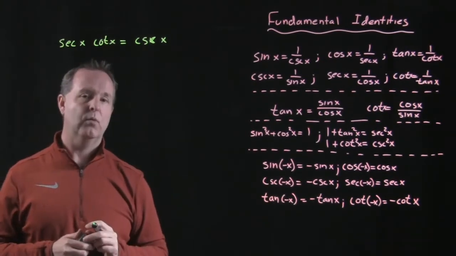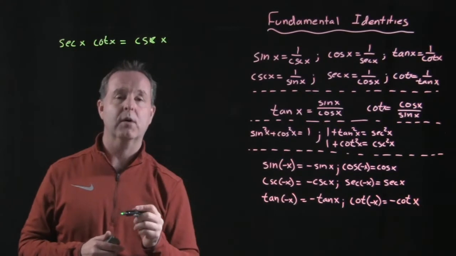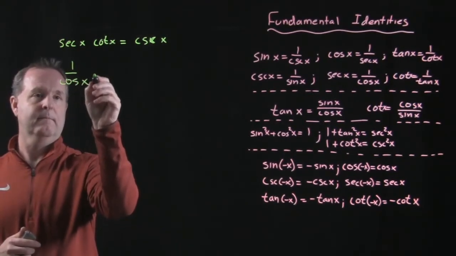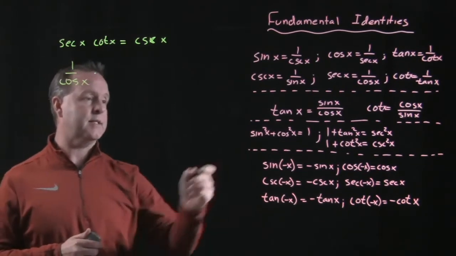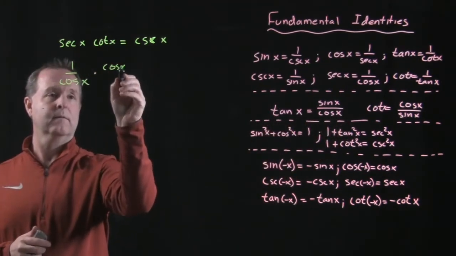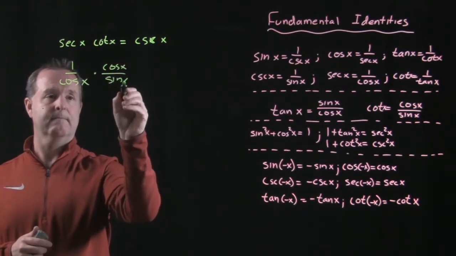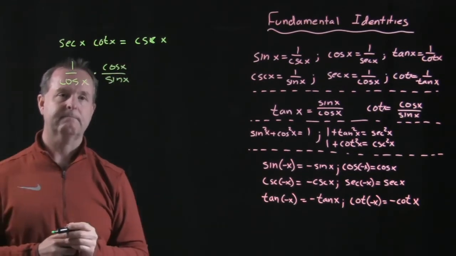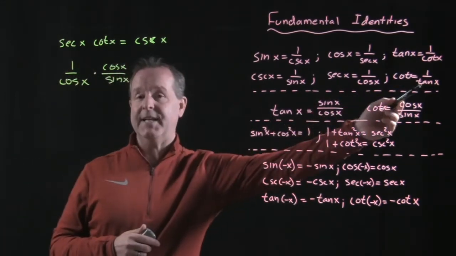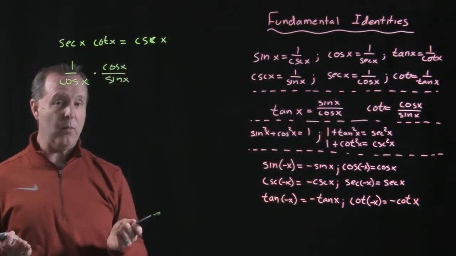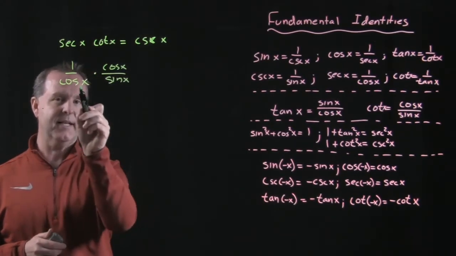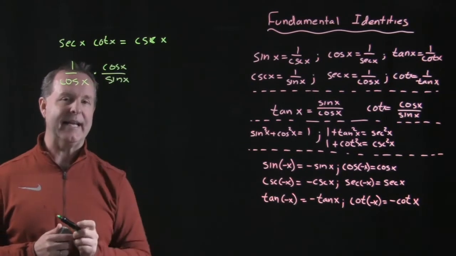Secant x. Well, I know that's also 1 over cosine x. Cotangent of x is cosine of x over the sine of x. Now, you're right. Cotangent of x is also 1 over tangent of x. I could go that way, but I'm not sure the tangent of x is going to be helpful, especially since I don't see tangent anywhere else listed in here.